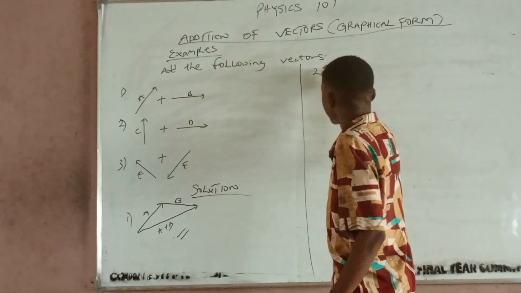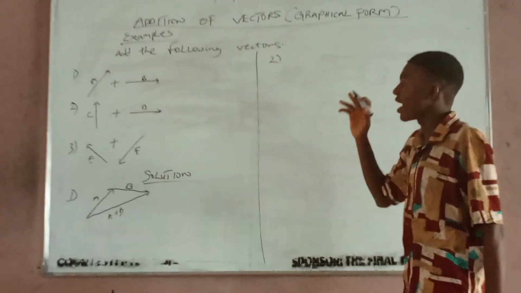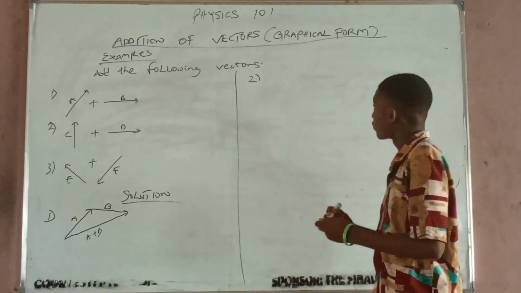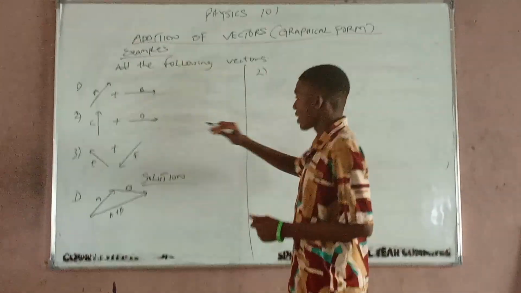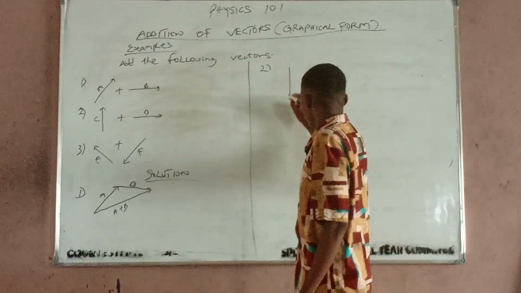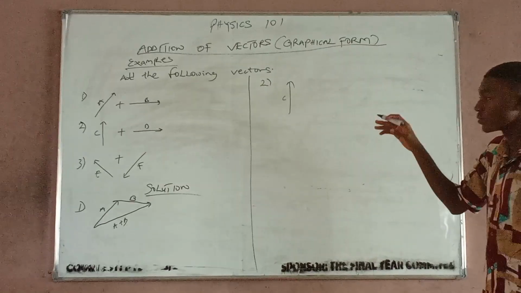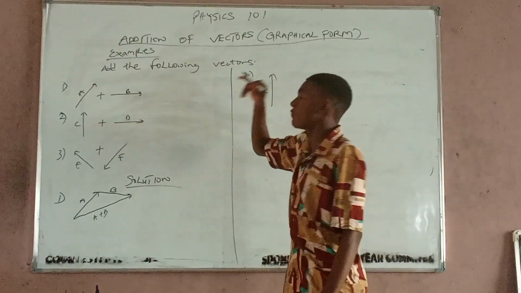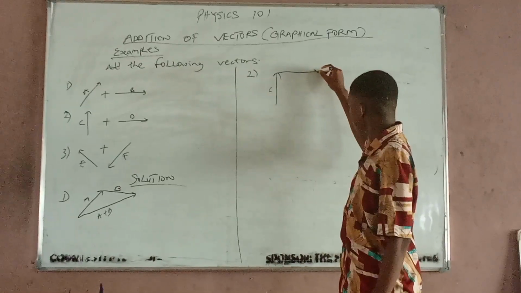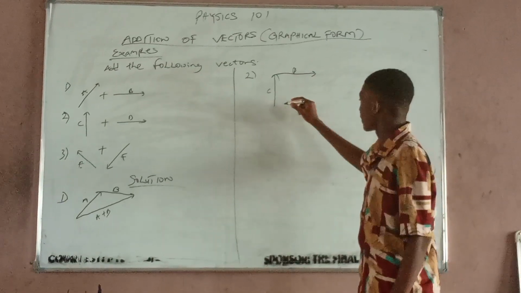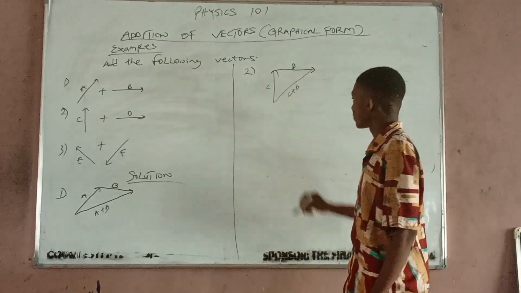Now for number 2, the same principle. Add the head to the tail. So for number 2, let's draw the first vector C. Now what are we going to do? Add the head to the tail. Now let's add the tail of vector D to the head of vector C. This is the tail of vector D. Add it to the head of vector C. It looks like this, D. And join them together. This is C plus D.